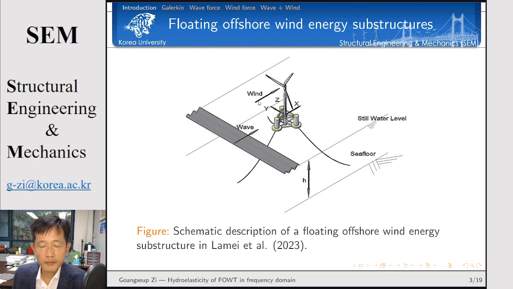The wind force is first transferred to the blade and nacelle assembly, and then the force is transferred to the substructure. Here the substructure is subjected to wave motion, and to keep its position we need to put mooring lines here. Actually, the dynamic analysis of mooring lines was explained in another video. Please refer to that video if you are interested in the dynamics of mooring lines.